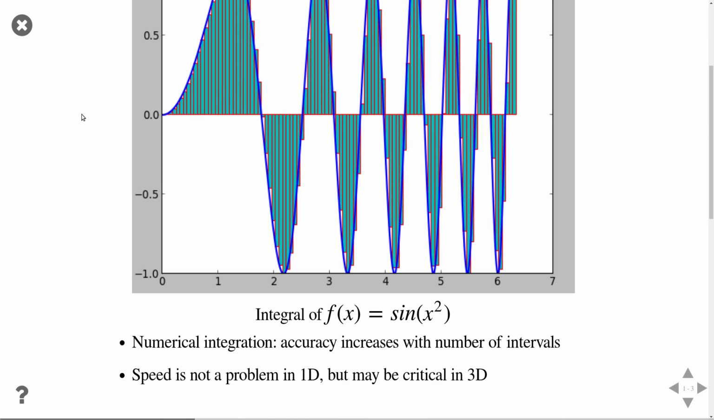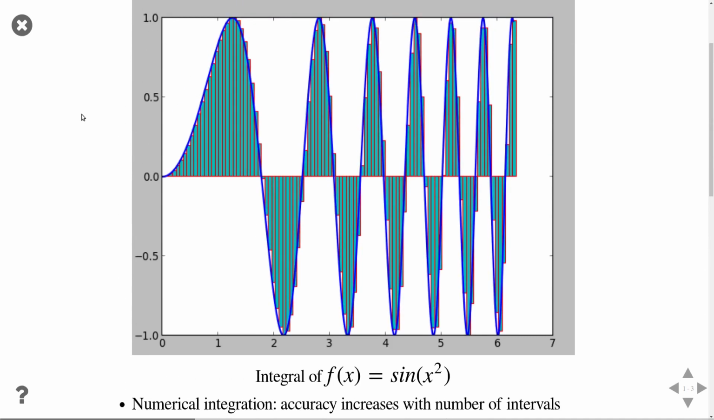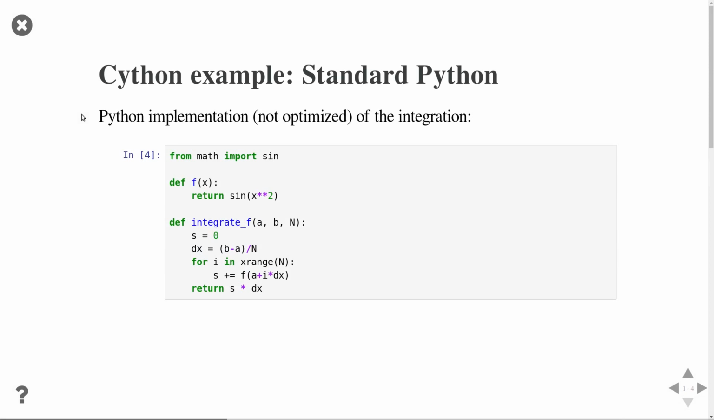So the point here now is that for numerical integration like that, the accuracy of the integration increases with the number of intervals. Ideally, we would like to have as many intervals here as possible to get an accurate solution. As long as we're doing just 1D integrals, we might be fine with our Python loop. But if we're now integrating 3D functions, then very quickly we will hit a speed limit. So here's a Cython example of this.